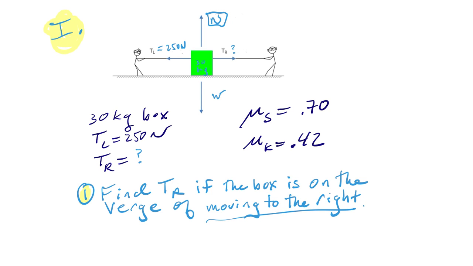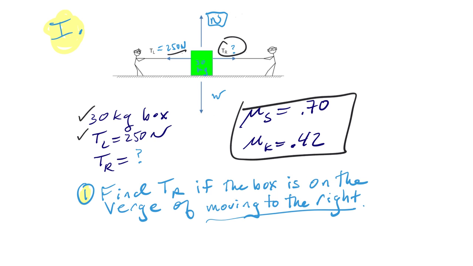Okay, so this is a problem where two guys are pulling on either end of the box. The mass of the box is given. The guy on the left is pulling with a tension, that's what TL means, tension on the left of 250 newtons. We're trying to find TR, the tension in the rope on the right. These are given. The coefficient of friction between the green box and the floor is given.